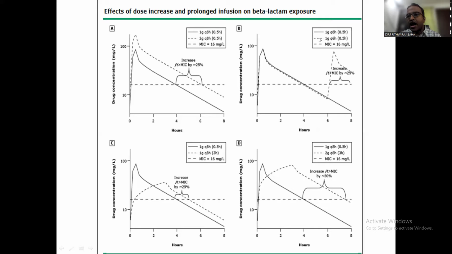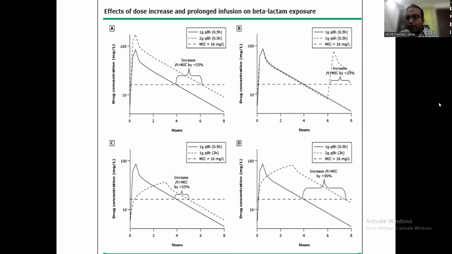Now coming to this, you have increased the frequency, right? So this solid line is 1 gram TDS. You are giving 1 gram QID. So if you give 1 gram, the concentration remains the same, right? Because we are both giving it in 30 minutes. This is bolus administration. We are not talking about infusion till now. All are bolus administration, so the peak concentration remains the same. But what we cut down is the dose interval, right?